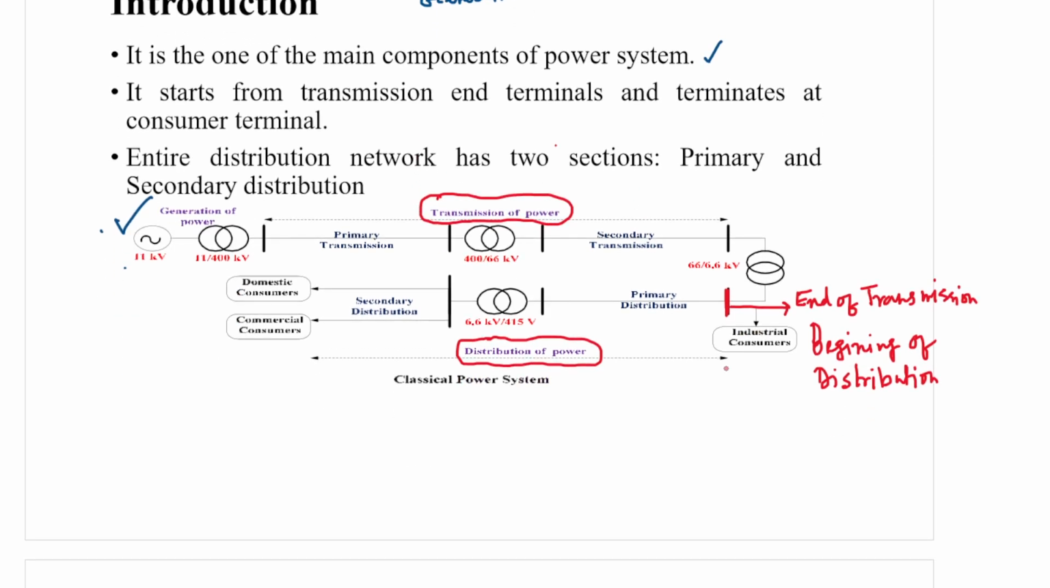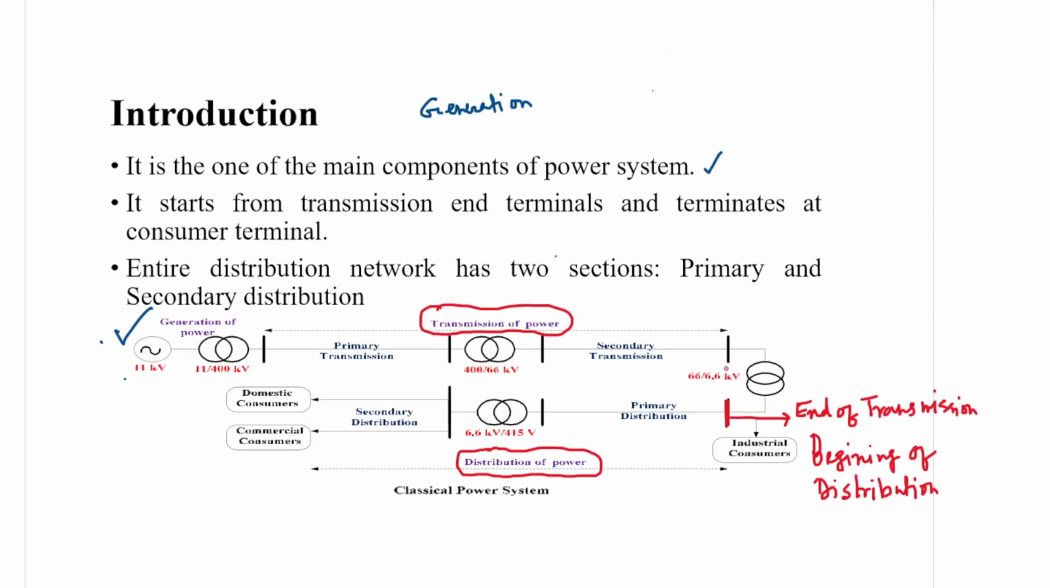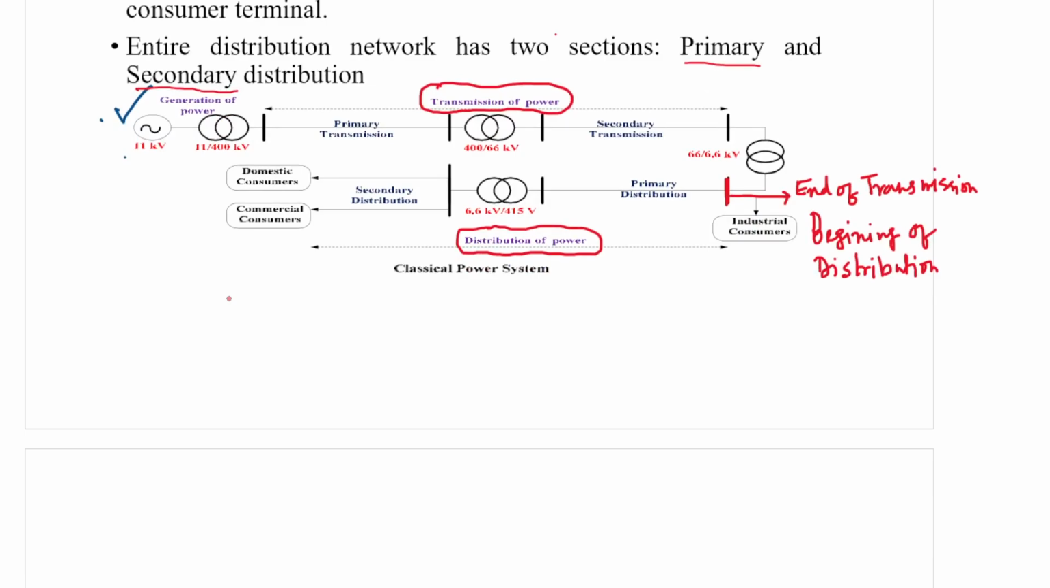Now, this distribution network of the power system has two parts. First is primary and second is secondary distribution. Primary distribution starts from this point and distributes power over a distance. This substation is called the distribution substation, and this transformer is the step down transformer, 66 by 6.6 kV.